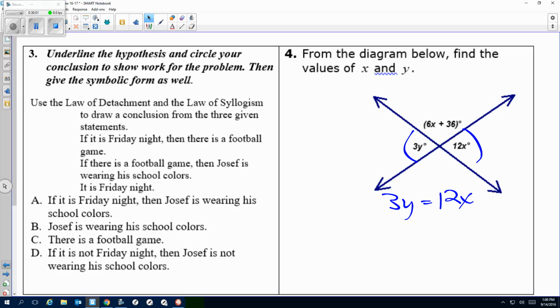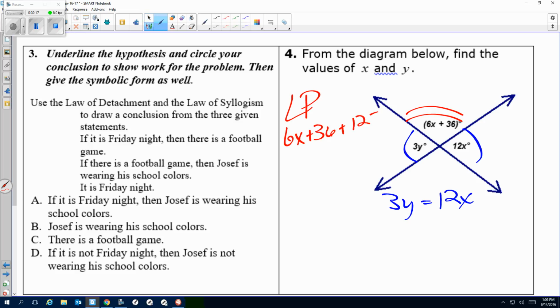But we cannot start with that. We have to start with the linear pair. Linear pair, meaning 6x plus 36 plus 12x equals 180. Now I can have the same variables and I can solve for x. Anyone solve for x yet? What do we get for x? We got 8.